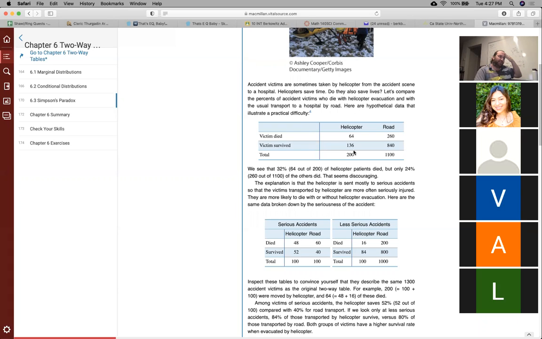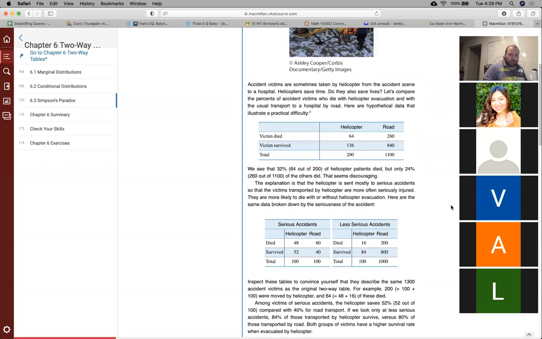Didn't we say that it should be the opposite? Didn't we say that we expect helicopters to save more lives? And why is it that a higher percent survive by road than by helicopter? Well, it's true that there's a smaller sample size, but it's still a percentage, right? We still have a higher percentage survive for that one than the other one.